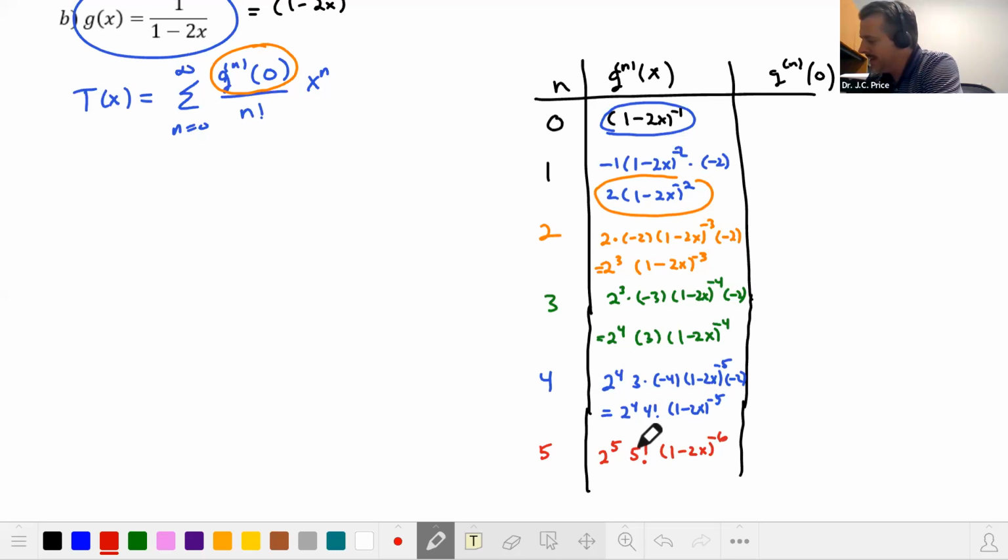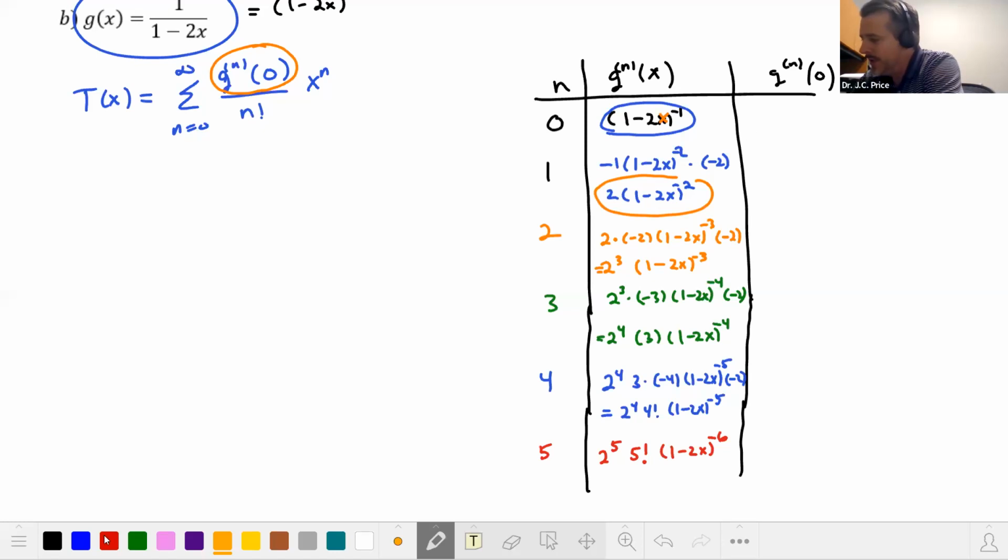That'll give me that 5 factorial. And then I'll have 1 minus 2x to the negative 6 times root of the inside, which is 2, which will give me the 2 to the 5th. Yep, that's it. So now what I'm going to do is plug in 0 for all these guys. So wherever I see an x here, I'm going to plug in 0.